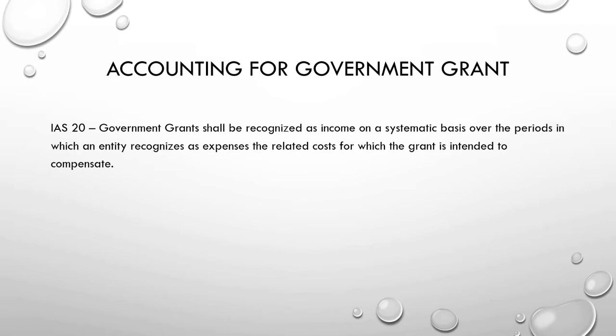Accounting for government grant. According to the International Accounting Standards, government grants shall be recognized as income on a systematic basis over the periods in which an entity recognizes as expense the related cost for which the grant is intended to compensate. So, for better understanding, let us tackle some examples.